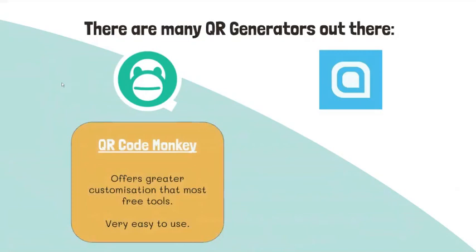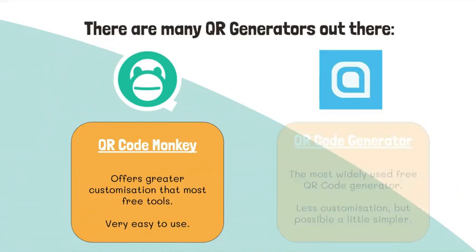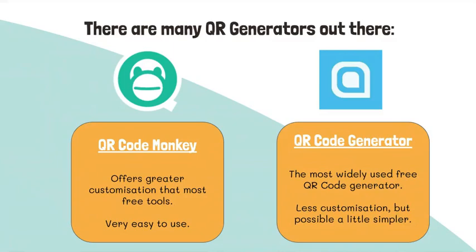Again, just like Bitly, just like the link shorteners, there are lots of different QR generators out there. And of course, we have our personal preferences. People use different tools. The one that we're going to look at today is QR Code Monkey, because I quite like that it is very straightforward and very easy to use, and it offers some nice customization, more so than other free tools offer. Then the most widely used one is QR Code Generator. It has a very nice paid-for system, which is incredibly useful if you want an upgrade, but you can do a little bit less in terms of customizing your QR code. If anything, I would say QR Code Generator might be a little bit simpler to use, but they essentially offer the same kind of thing.